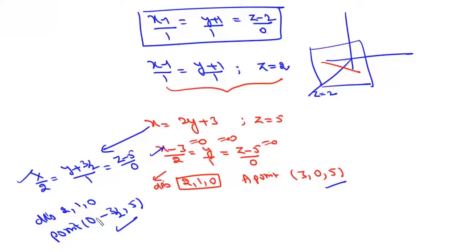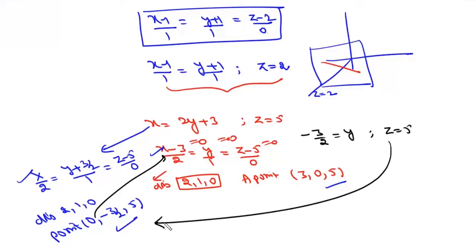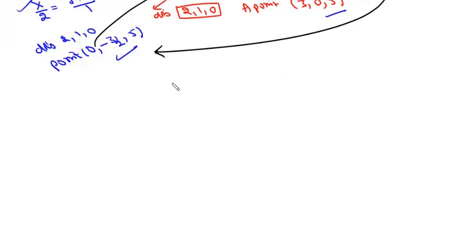So in this equation, if we put x as 0, we'll get y as minus 3 by 2 and z equals 5. So we'll get this second point. So the choice of point is arbitrary. We can choose any one value, and then corresponding to that variable, we'll find the values of the other two variables. Now let us take another example. We are given that the equation of a line is 2x equals 3y equals minus z, and we have to find the direction ratios of this line.